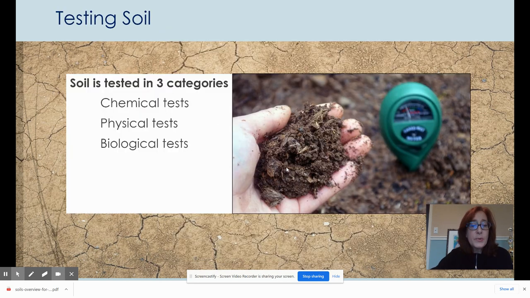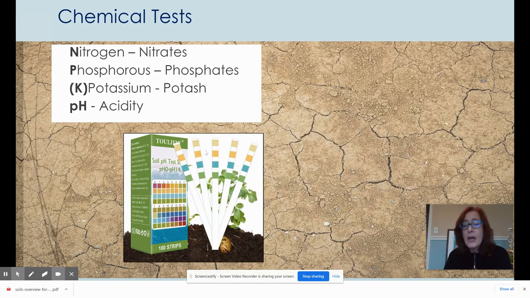So we test soil in 3 different categories. We can do chemical tests, physical tests, and biological tests on soil. It's a lot of fun. We're not going to do all of these in class because of our remote situation. But what we test for with chemicals is nitrogen, phosphorus, potassium, and pH. We call that NPK and then the pH.